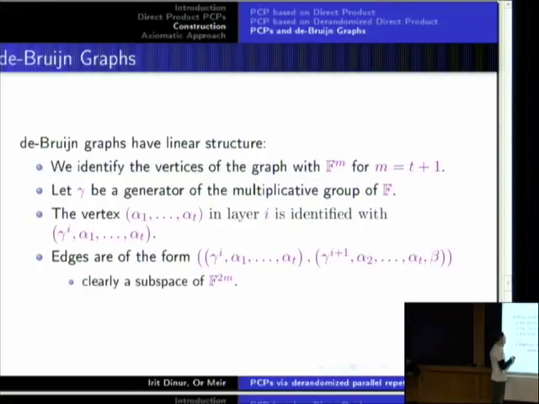It is now easy to see that the edges of the graph are a linear space, because let's see what constraints the vector of F to the 2m needs to satisfy in order to be an edge. It needs to satisfy equality constraints between alpha 2 to alpha t here and alpha 2 to alpha t here. And this element needs to be gamma times this element. And both constraints are linear. So it is a subspace. There is also the third requirement of graphs to have linear structure, but it is not that interesting, so I won't go over it.